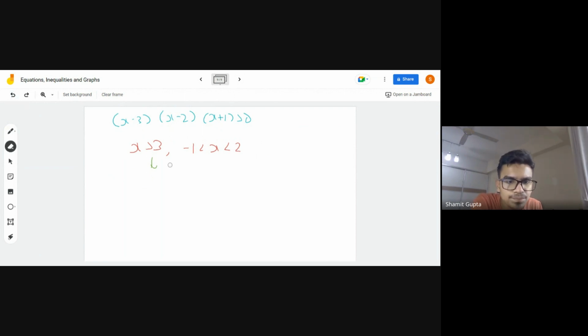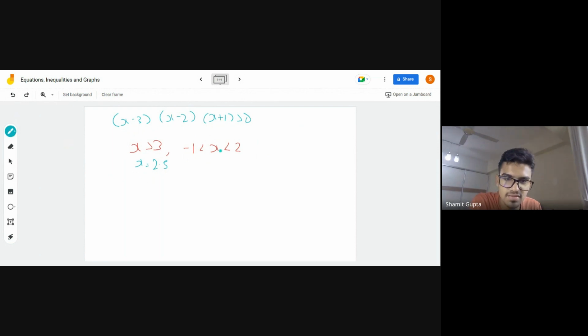So x must be greater than 3. If x is, let's say, 2.5, that doesn't fit here. These are the conditions we got for it to be positive, right? It doesn't fit, which means at 2.5 it should be negative. Let's see. This will be negative 0.5, this will be positive 0.5, and this will be 3.5. Yes, this is negative because one negative is already there. So this is a way of cross-checking our answer.